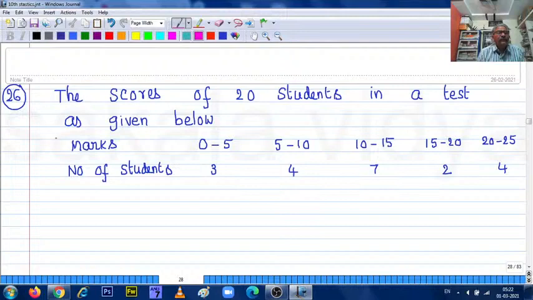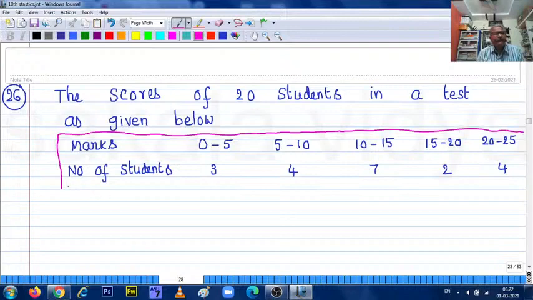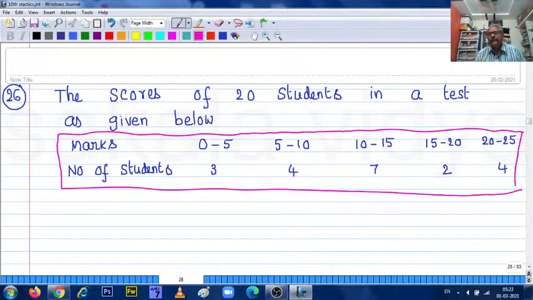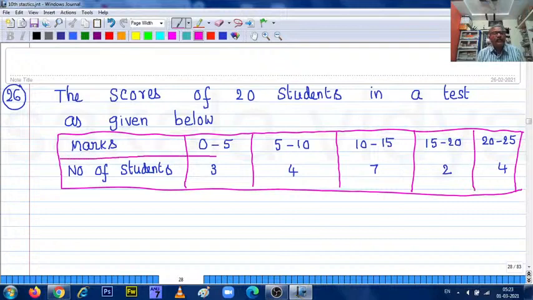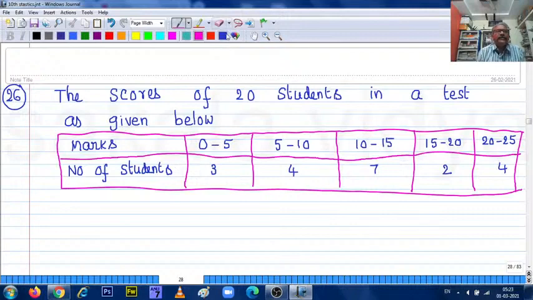So now it's a table. This is called a frequency distribution table. In the examination the table will be provided like this. This is called grouped data. For this grouped data you are asked to find out the mean, mode or median. So let us see what the question is now.